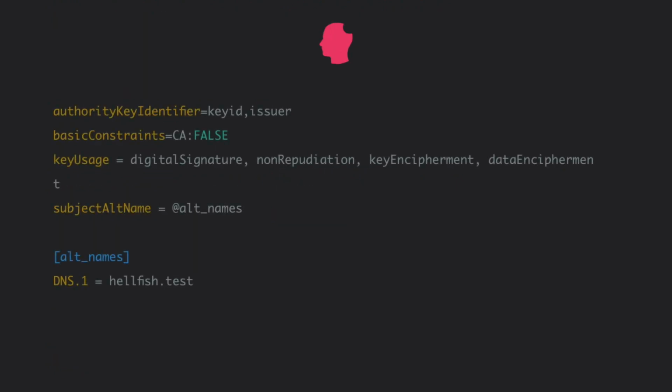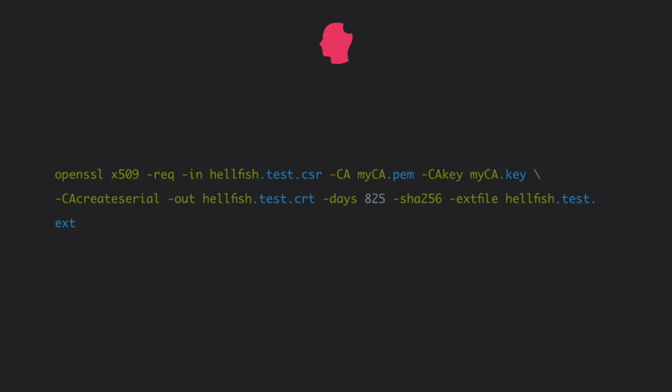Finally, we create an X509v3 certificate extension config file, which is used to define the subject alternative name or SAN for the certificate. In our case, we'll create a configuration file called hellfish.test.ext containing the following text. We'll be running OpenSSL X509 because the X509 command allows us to edit certificate trust settings. In this case, we're using it to sign the certificate in conjunction with the config file, which allows us to set the subject alternative name. Now we run the command to create the certificate, using our CSR, the CA private key, the CA certificate, and the config file.